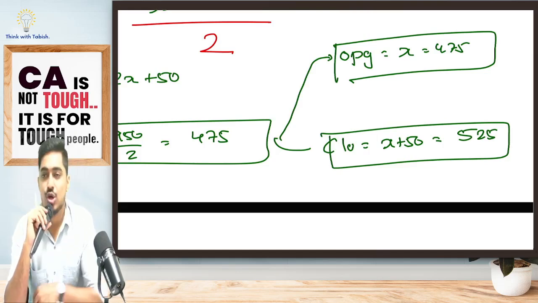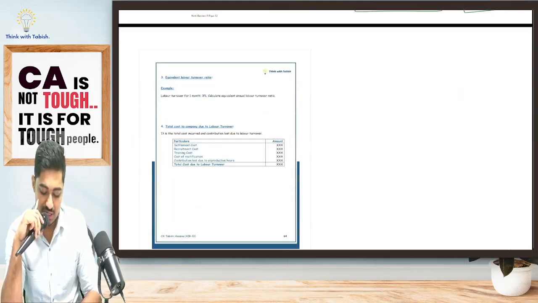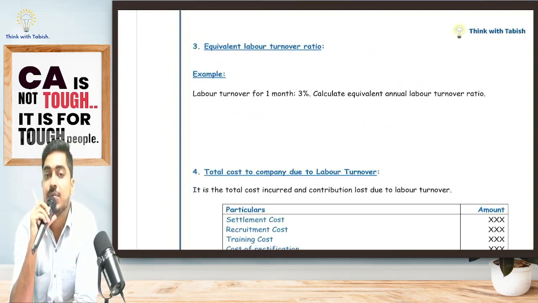Two small points are there. We'll finish it off, and with that, the concept will be over. Yes or no, everyone? Perfect. Next thing is equivalent labor turnover ratio. Sir, what is this, sir?